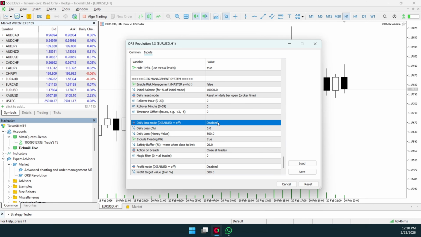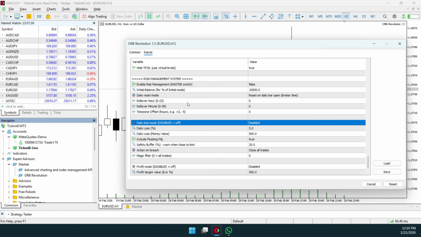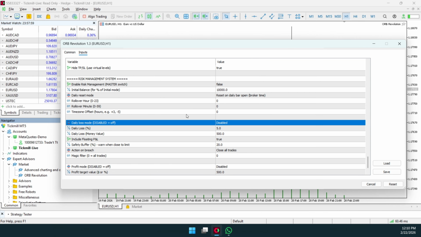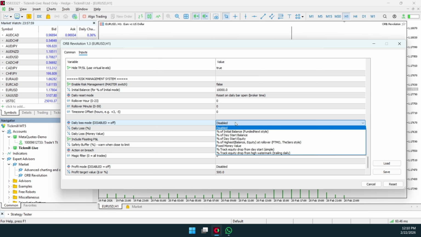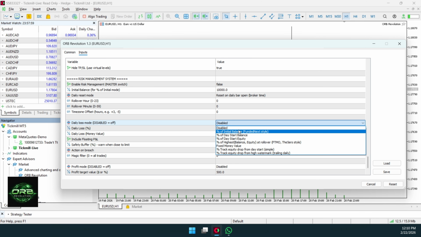So you can enable it and you can choose plenty of options. And frankly speaking, those are set based on the prop firm, so you can simply choose your option. For example, Funded Next basically tracks the daily drawdown from the initial balance. So if you have an initial balance of 10,000, you should not go beyond $500 as daily drawdown. You can also get it from the start balance of the day, which most prop firms do, or equity.